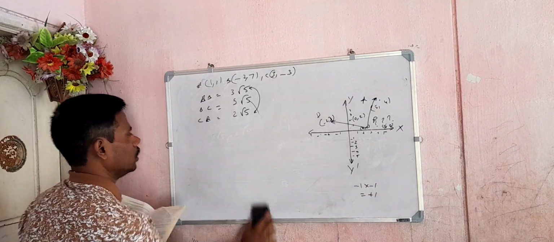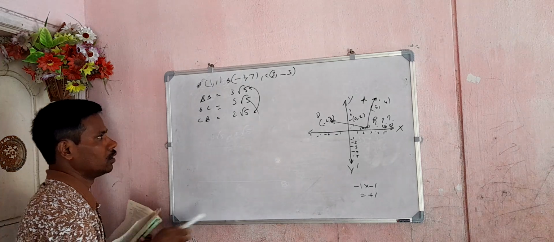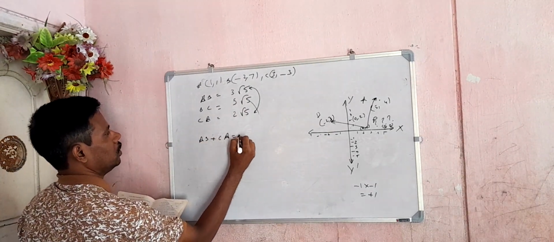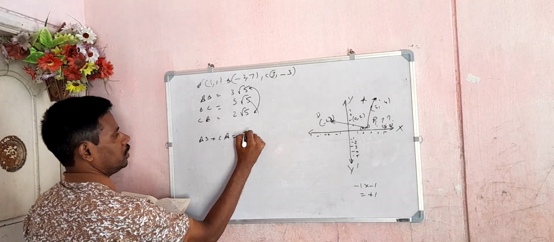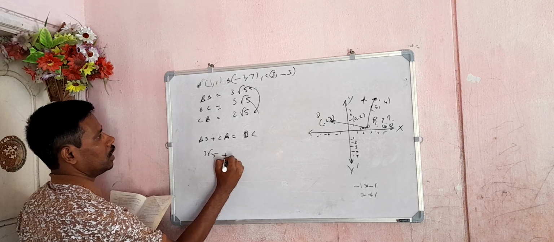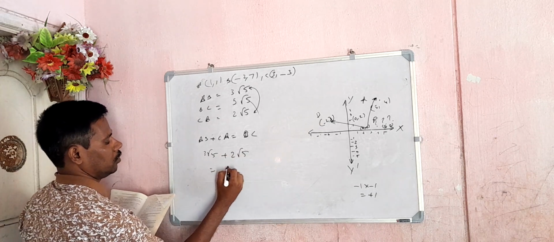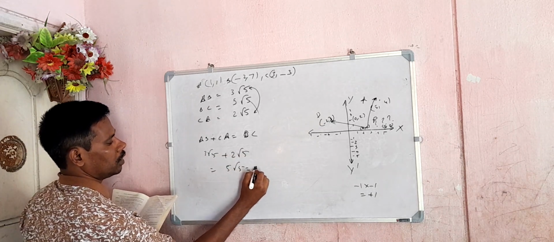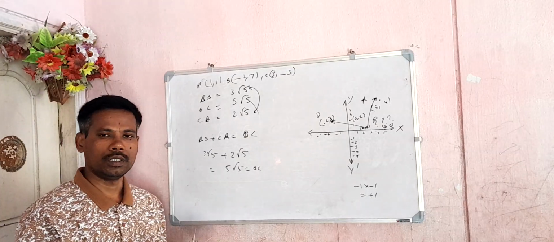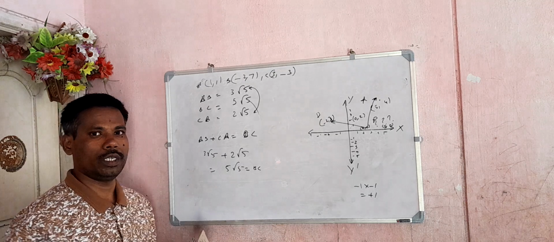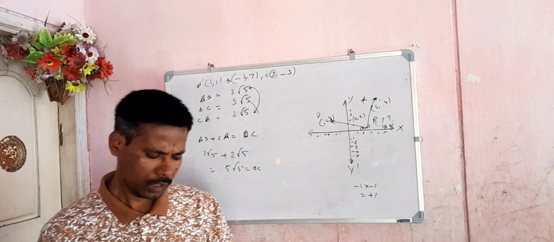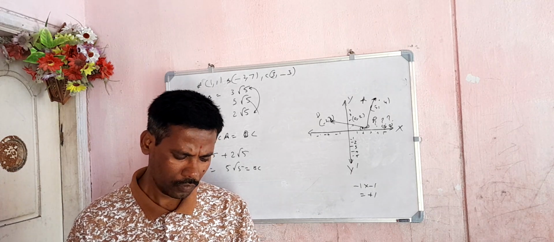Otherwise you do one thing. AB plus CA is equal to BC. What is AB length? 3 root 5. What is CA length? 2 root 5. This is 5 root 5, which is nothing but BC. So that means they are collinear. Did you understand? Like this you have to solve the problems. Next, again one more model.